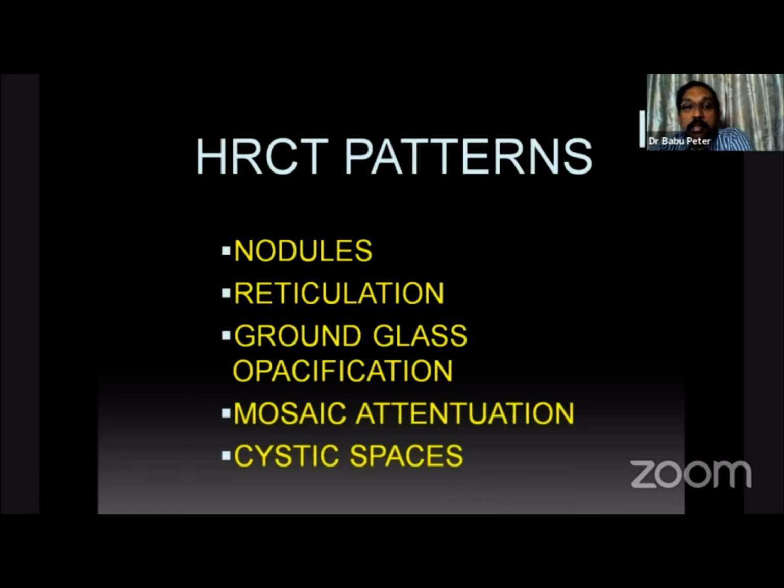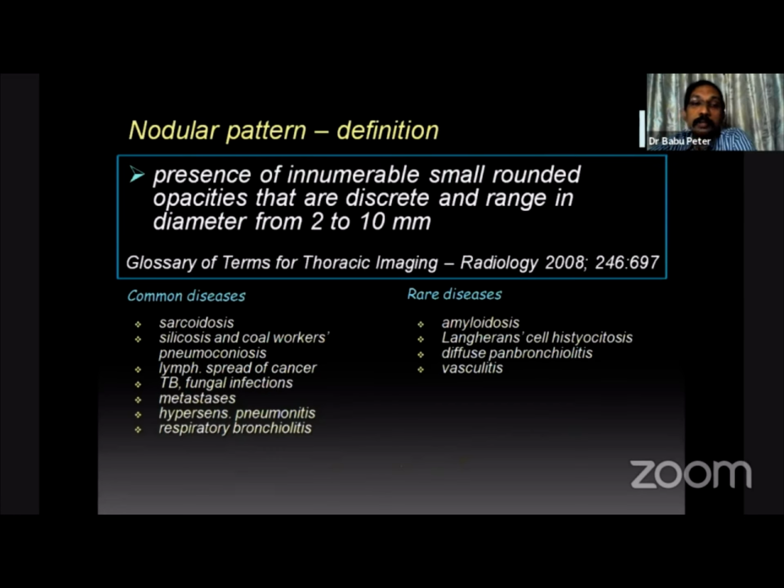So what are the basic HRCT patterns? The basic HRCT patterns may be a reticulation, a nodular pattern, a ground glass, a mosaic attenuation, and cystic spaces. So let's look at them one by one.